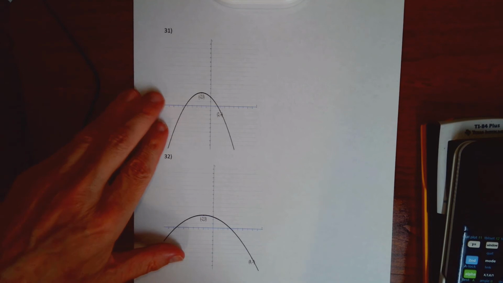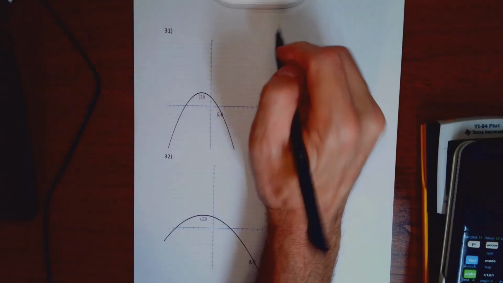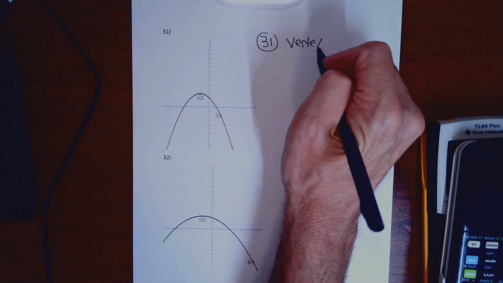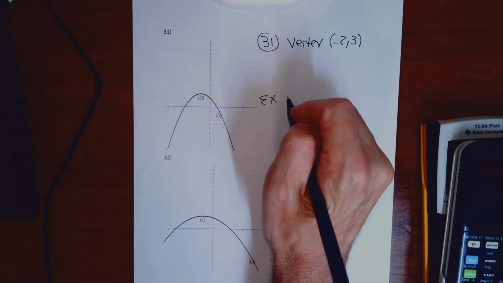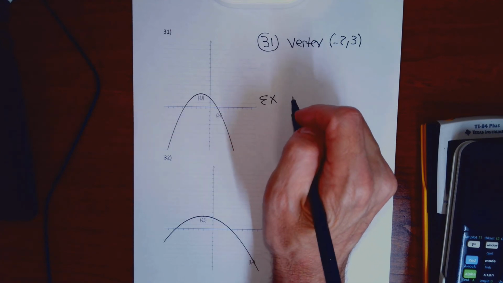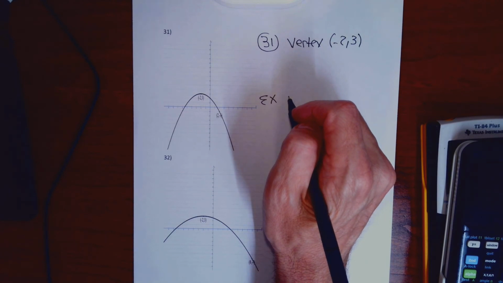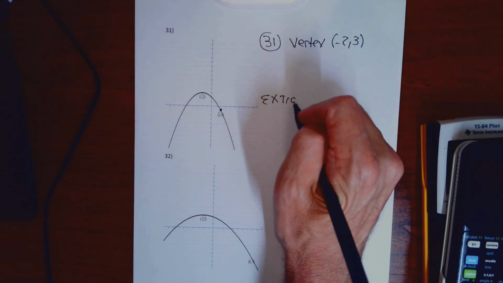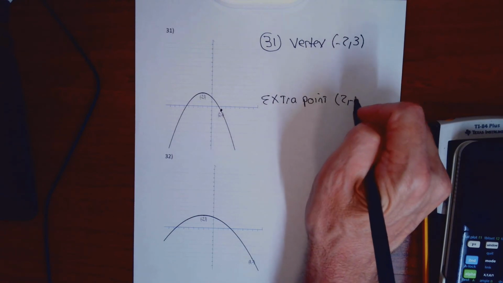One more problem. I'll pause the video and try 31. I'll do it so you can see. So in 31, the vertex is the point negative 2, positive 3. The extra point, oh, I can barely read. It looks like 2 negative, I can't really tell. Oh, it is 2 negative 1. It's marked there. I just couldn't read it. The font here isn't good enough for me. That extra point is 2 negative 1.